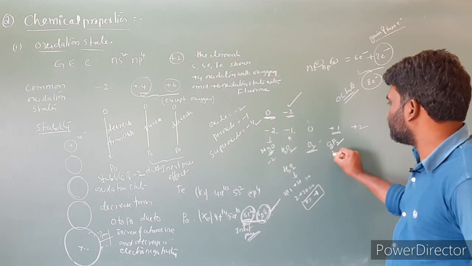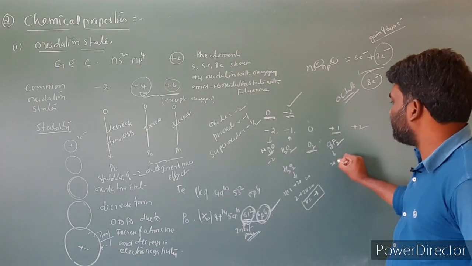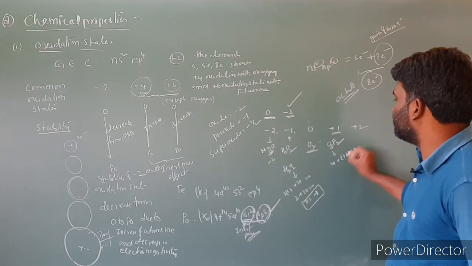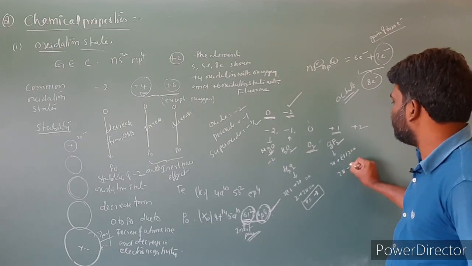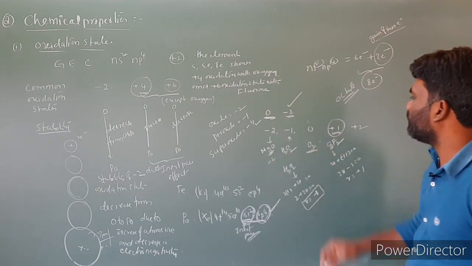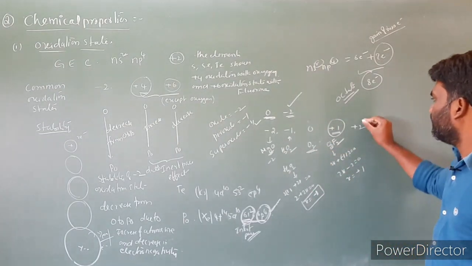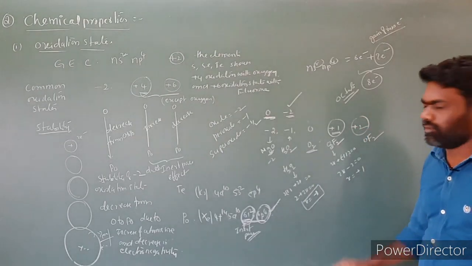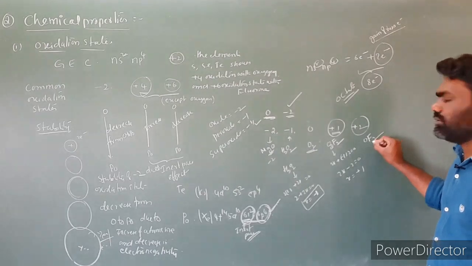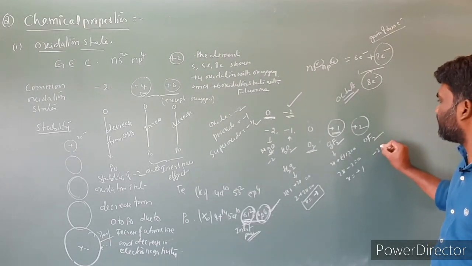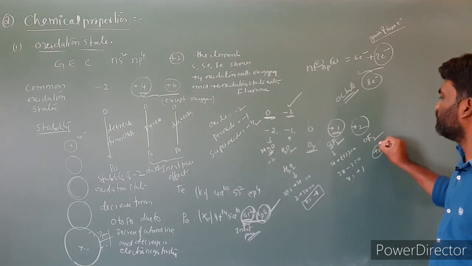So I am taking this as 2x, plus each fluorine is -1, -1 into 2 is equal to 0. Then 2x minus 2 is equal to 0, x is equal to +1. So in O2F2 it will show the +1 oxidation state. Then the +2 oxidation state, OF2. In OF2, this is x, and this is -1 into 2, equal to 0. You will get +2.